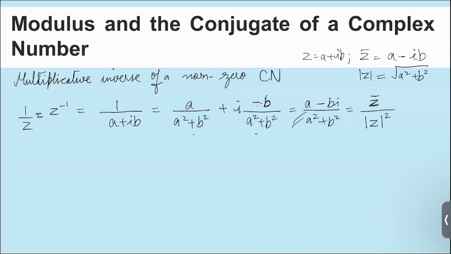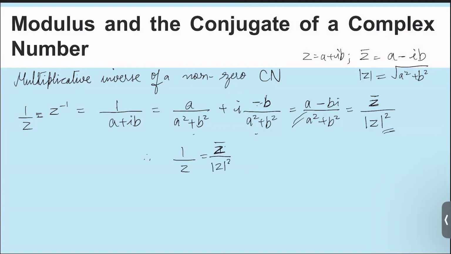Okay, so since we are writing a square plus b square, now the modulus of z is under root a square plus b square. So if you square the modulus of z, you get a square plus b square. So this is how you can directly find the multiplicative inverse of any non-zero complex number. Therefore z inverse, or you can write it in the simpler form, 1 upon z is equal to the conjugate of z upon the square of the modulus of z.